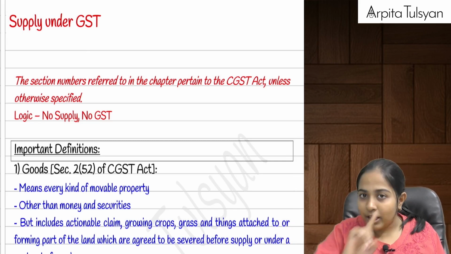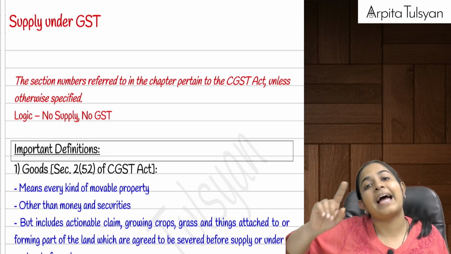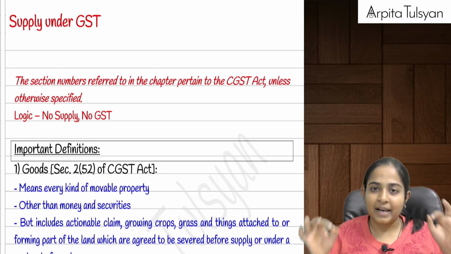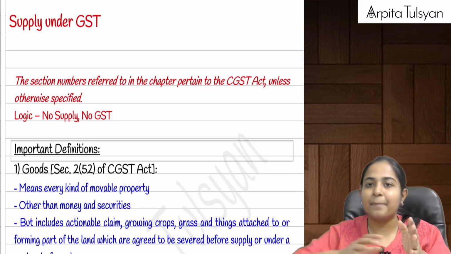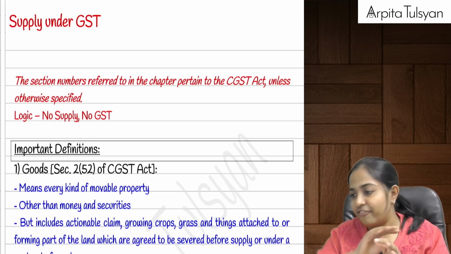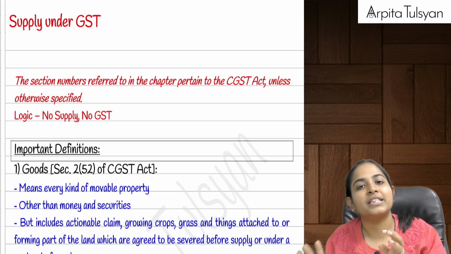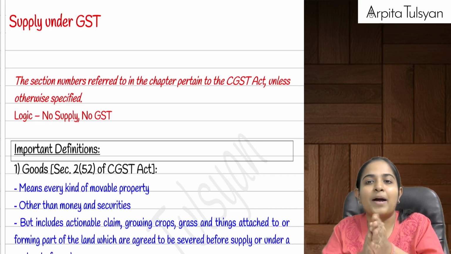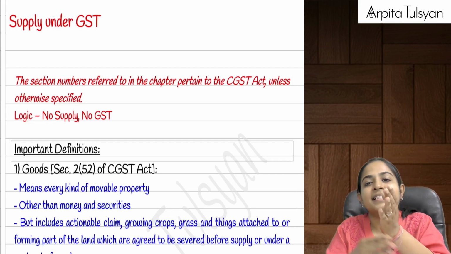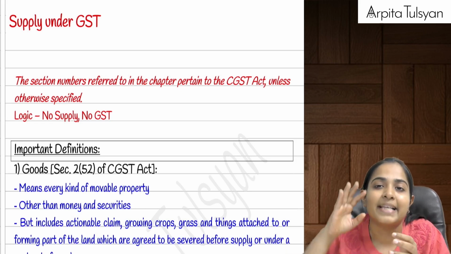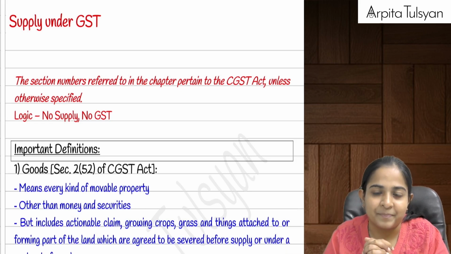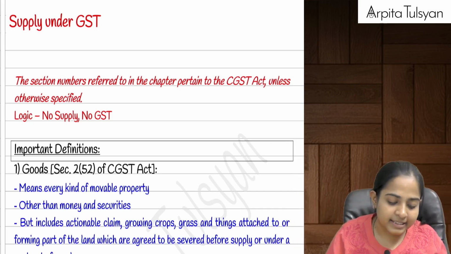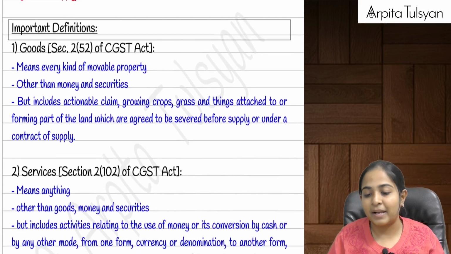Not being a supply is different, and getting exempted is different. First we have to see whether it is a supply or not a supply. If it is not a supply, forget about it, no GST will be applicable. If it is a supply, then either it can be a taxable supply or there can be an exemption notification for the same. Are you clear with this? So first of all, we need to understand whether a particular transaction is a supply or not a supply.